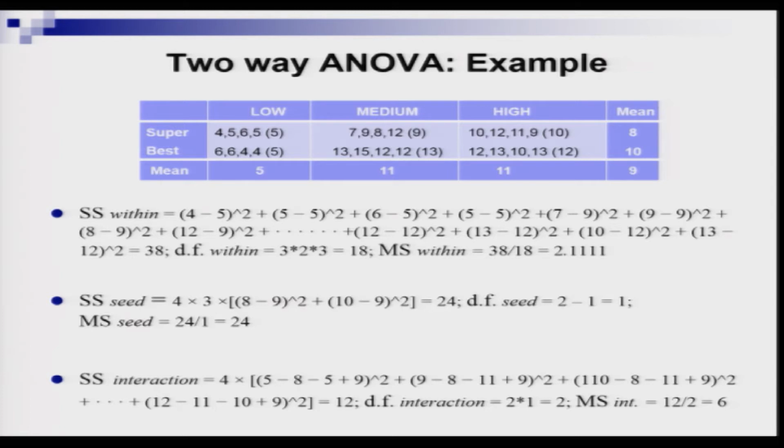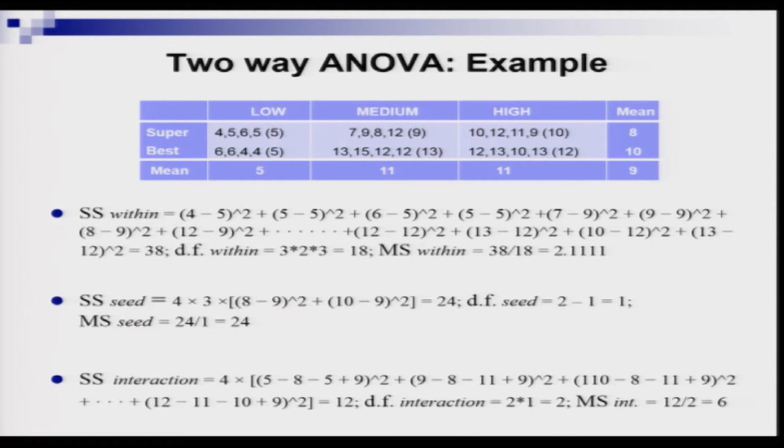Now, how to find the degrees of freedom? Again, in the last lecture I have shown you the formula. By applying that formula, the degrees of freedom for within groups will be 18, and if you divide sum of squares within by degrees of freedom within, you get the mean squared within. That is basically 38 by 18, and that is equal to 2.11.